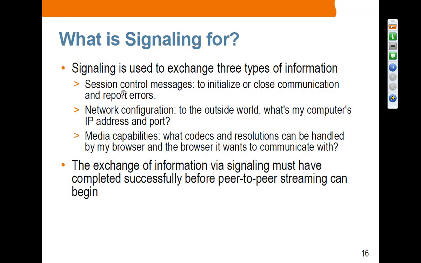All right, now signaling is used to exchange three types of information: session control messages, network configuration, and media capabilities. Basically, this information needs to be exchanged before they can start communicating. We're going to see some of these examples in the lab exercise. So let's move on to the next API, which is called the RTCPeerConnection.